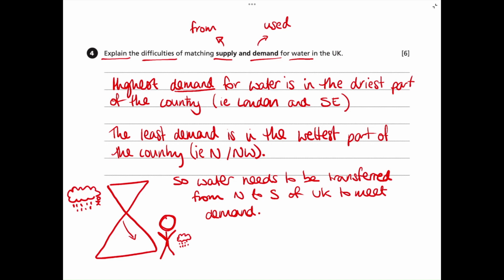However, we also know that in the future, there's potentially going to be a higher population rise in many of our cities, for example in London, and this means there will be an even higher difficulty in matching supply and demand for water in the UK.